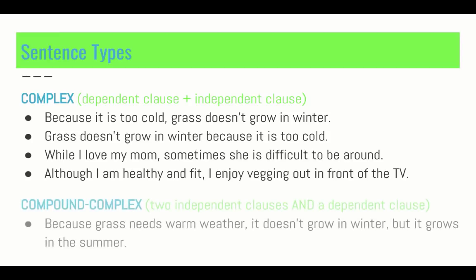Okay, lastly, we've got compound complex, and that's exactly what you think it is. It's 2 independent clauses, which is what a compound sentence is, and a dependent clause, which is what a complex sentence is. So, because grass needs warm weather, it doesn't grow in winter, but it grows in the summer. So you've got the because grass needs warm weather, that's the dependent clause, it cannot stand alone. And then you've got the 2 simple sentences. It doesn't grow in the winter, it grows in the summer, and those are tied together with the comma, but.